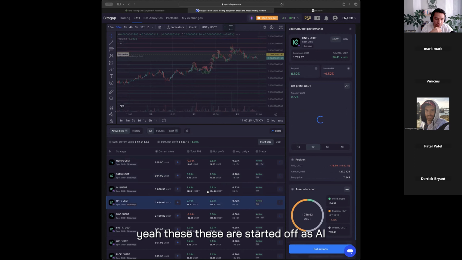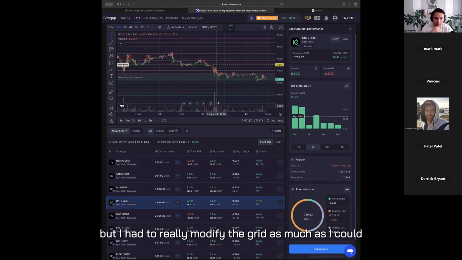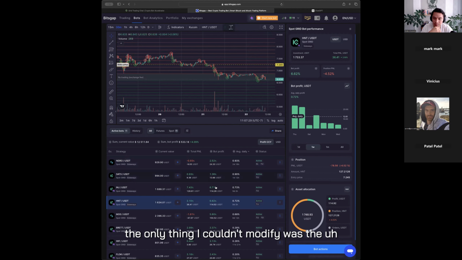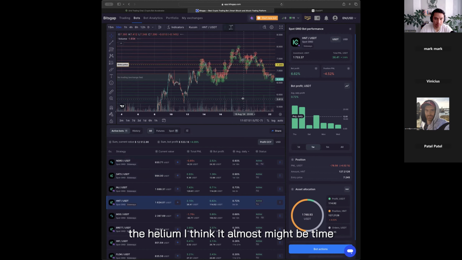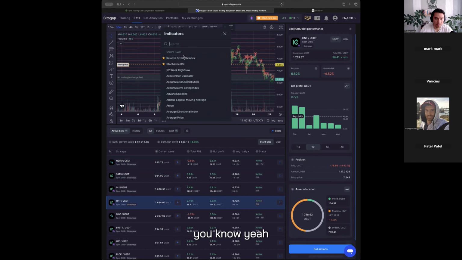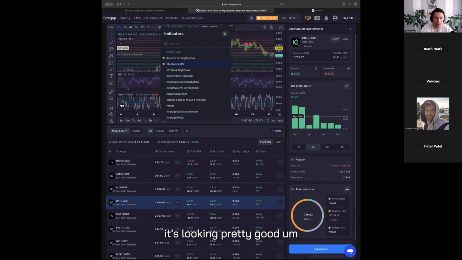These started off as AI, but I had to really modify the grid as much as I could. The only thing I couldn't modify was the grid spacing. I took out lines from the top and then added more at the bottom and all that. So now it's working pretty good. I'm waiting to deploy more funds into this one, the Helium. I think it might almost be time. It's looking pretty good.